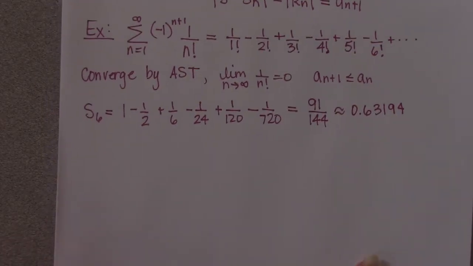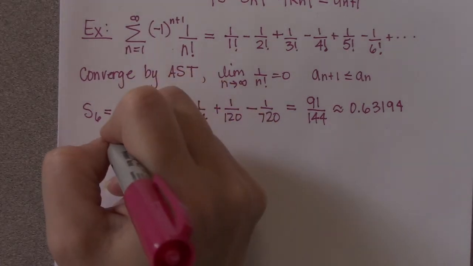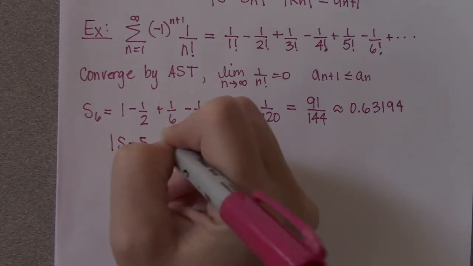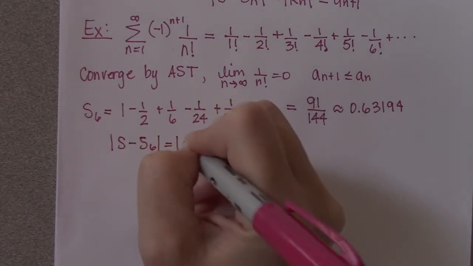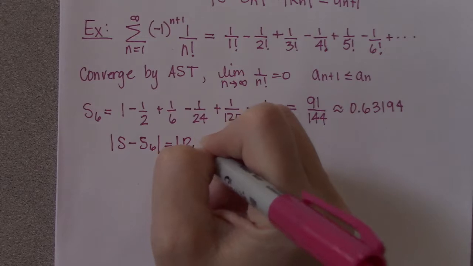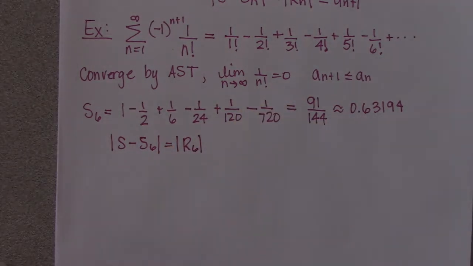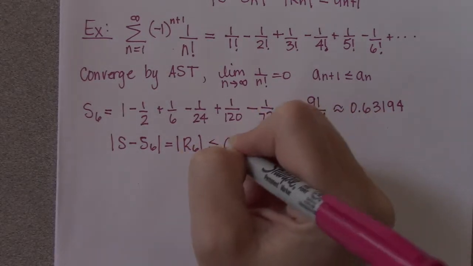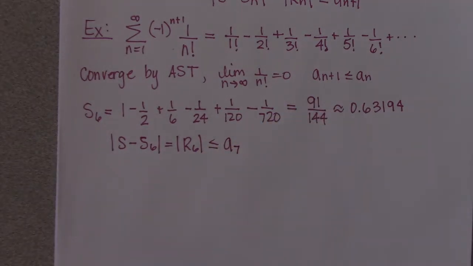So using our theorem, the absolute value of the sum minus those first 6 terms should equal the remainder. What R6 means is the value of terms 7 through infinity, because we subtracted off 6 from the sum. So this should be less than or equal to term A7, because it said go to the next term.